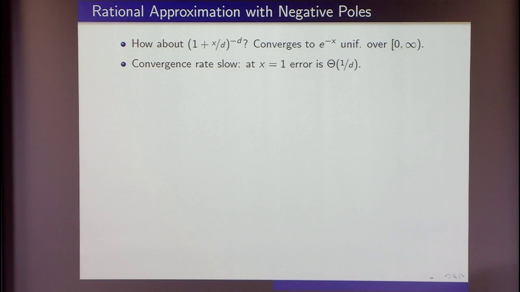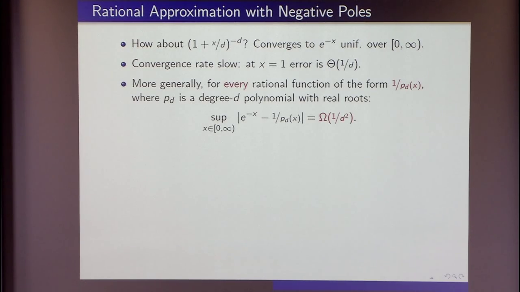Okay, so the short answer is that it doesn't converge fast enough. You can show that the convergence is slow. In particular, at x equal to 1, the error is quite large. In fact, you can even show something much stronger: as long as you have 1 over a polynomial, you can't really do anything. Your error will be at least 1 over d square. Okay? So now what?